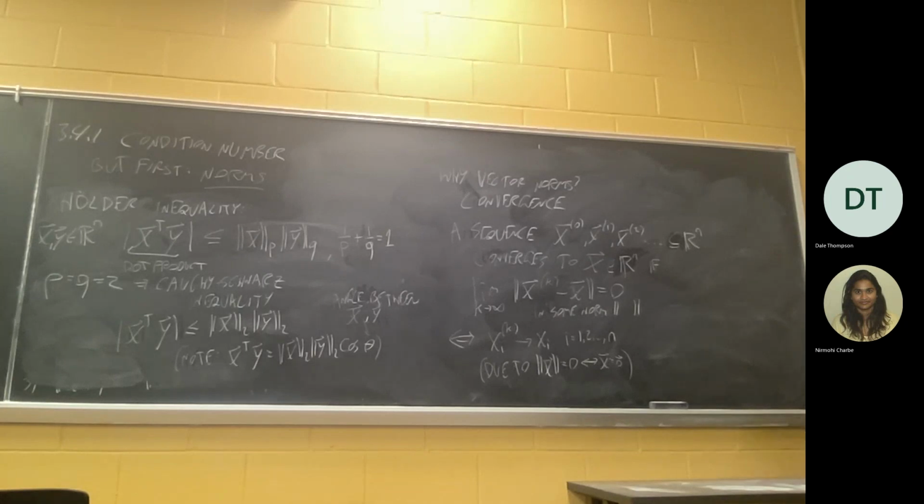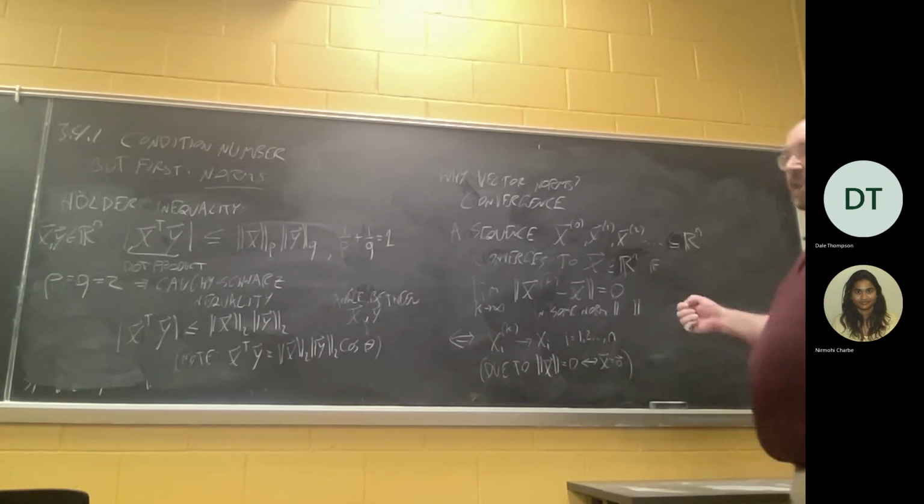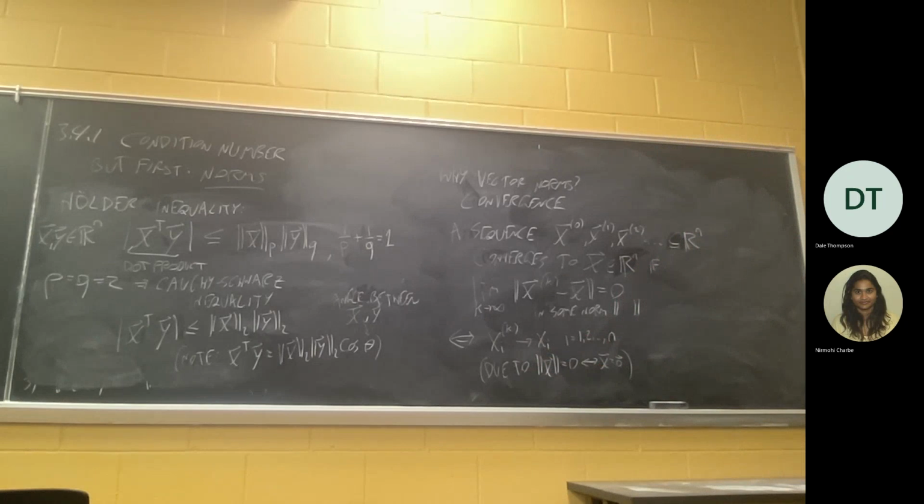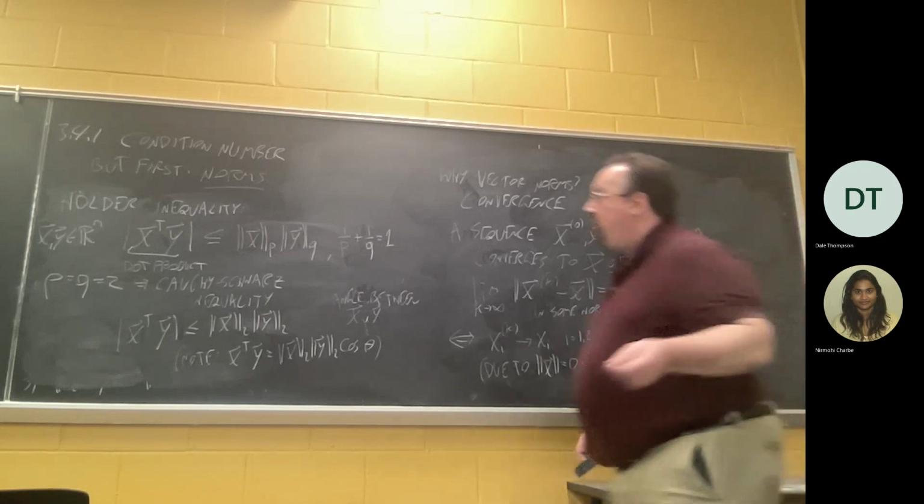Now, is it a problem that I've not specified the norm? Is it a situation where a sequence of vectors converges to a limit in some norm, but then that same sequence of vectors does not converge to that limit in a different norm? At least if you're talking about p-norms, there's no way that can happen. This leads to the concept of norm equivalence.